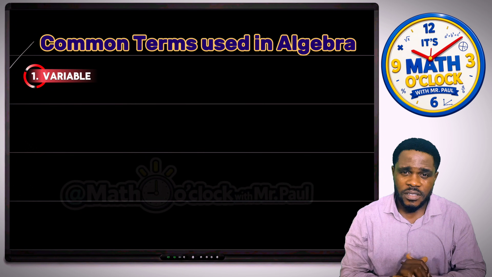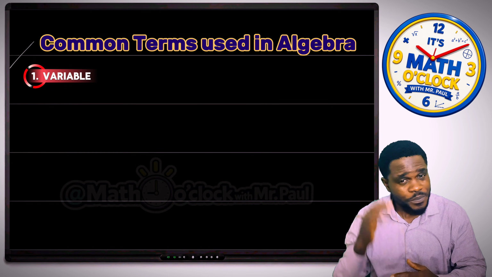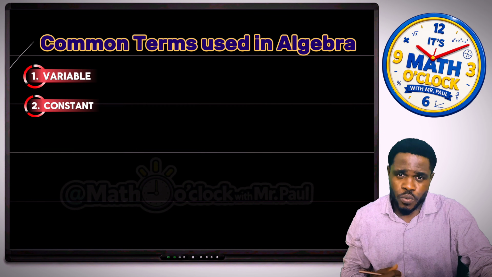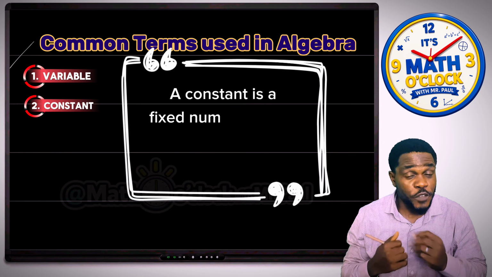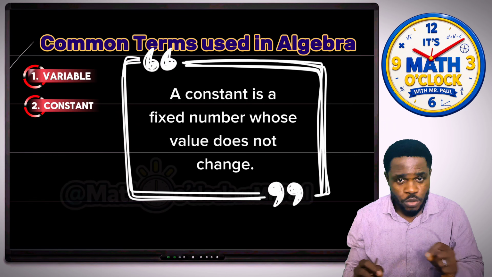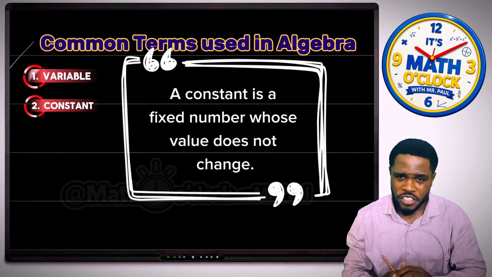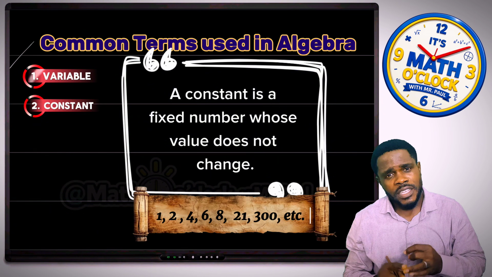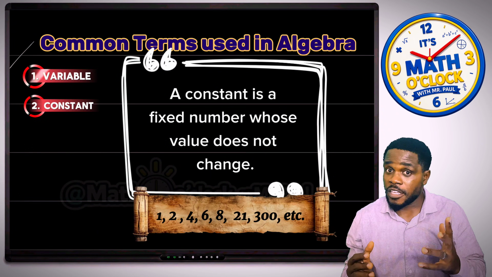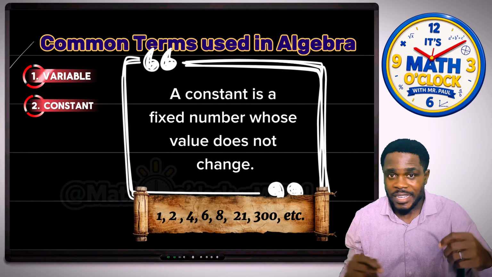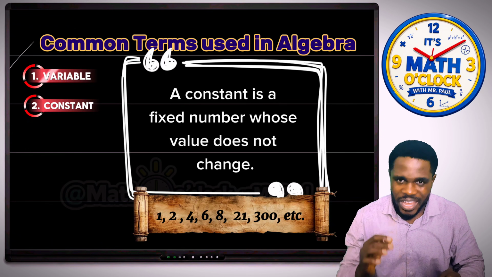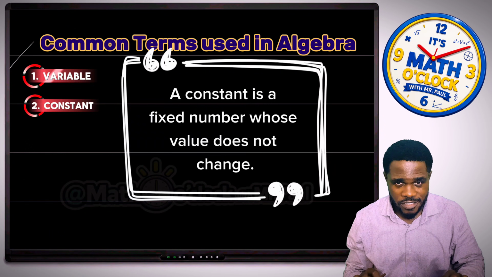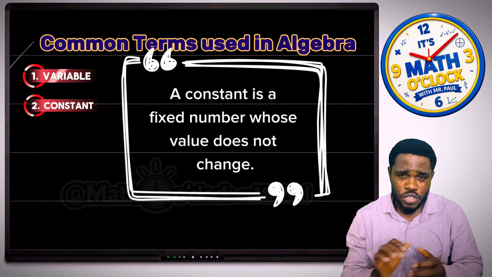The next term we'll be looking at is constant. When we say constant, what do we mean? A constant is a fixed number whose value does not change. Its value does not change. It can be 1, it can be 2, it can be 4, 6, 8, 21, 300, etc. That is a constant. Its value does not change. I'm pretty sure you understood that.